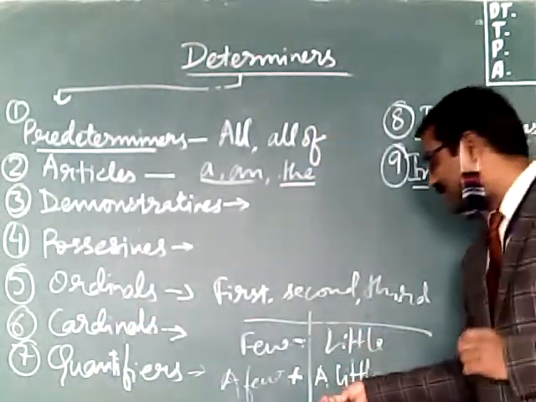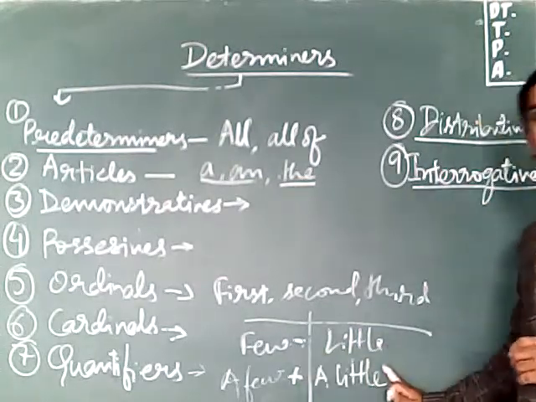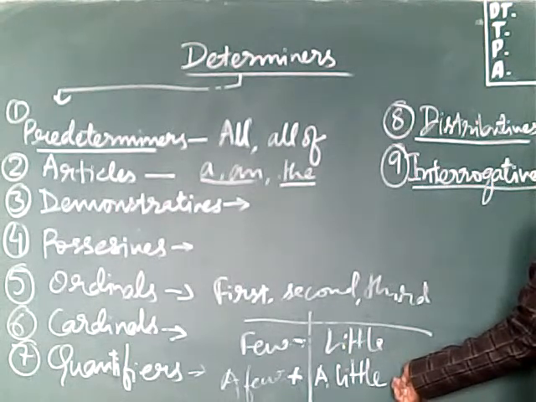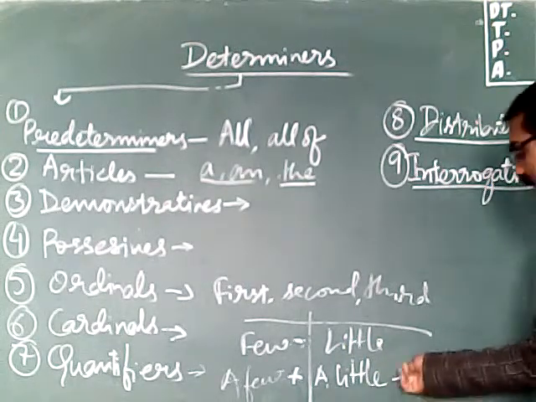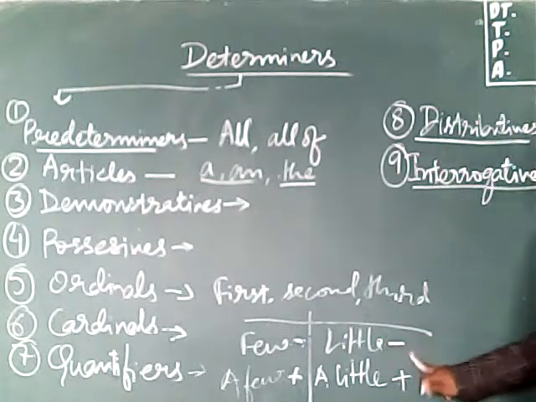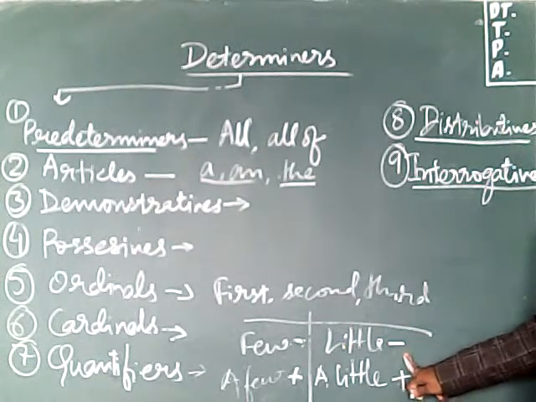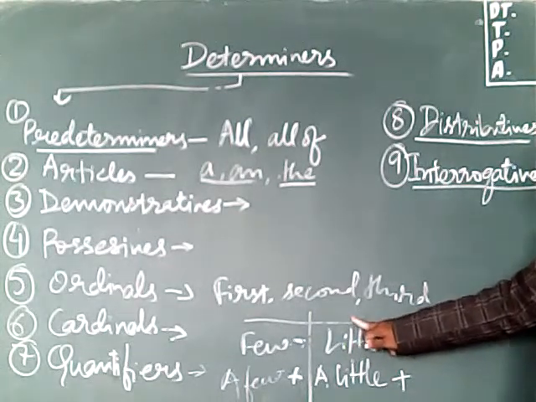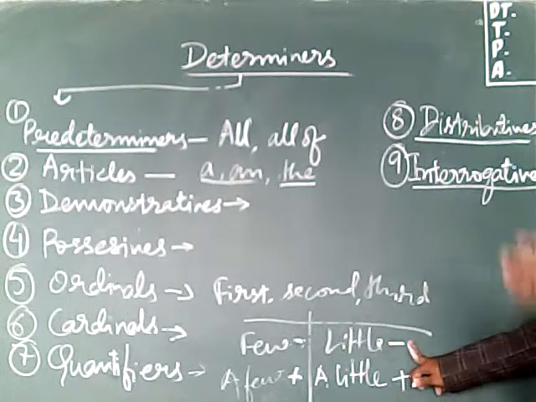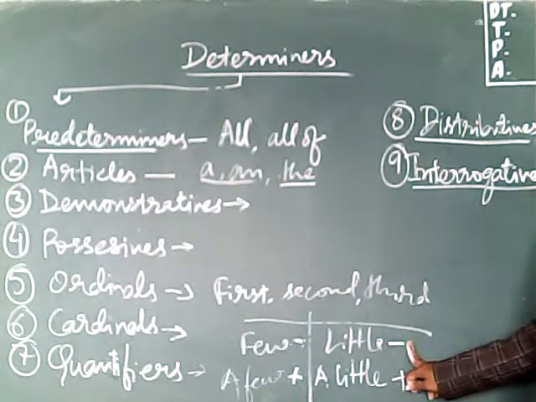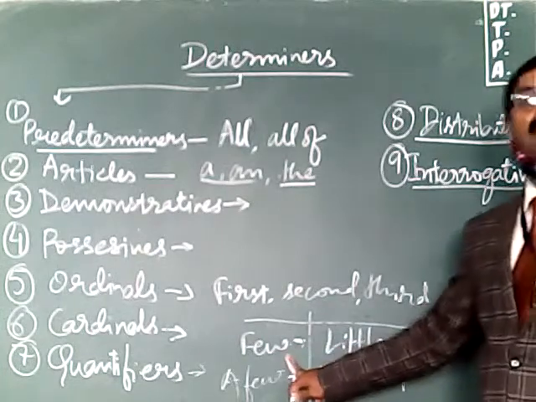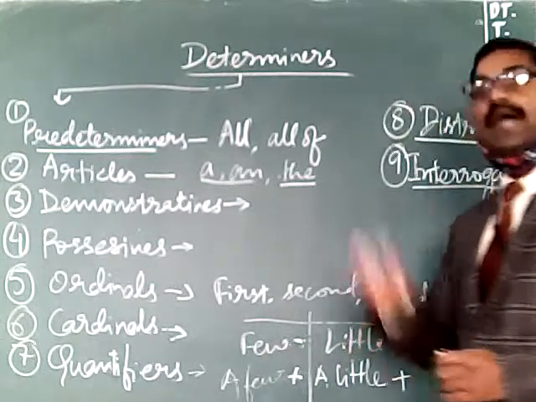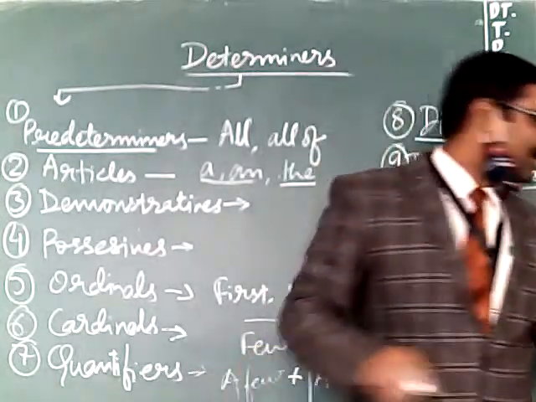Next, the same aspect is here. A little is to show hardly any, positively, and little is used to show hardly any, but it is used for uncountable nouns. You should not say that little books are there on the table. Few books are there on the table, because books are countable.